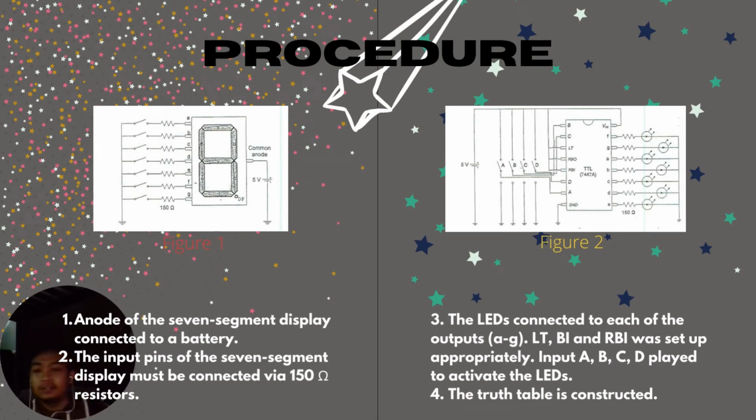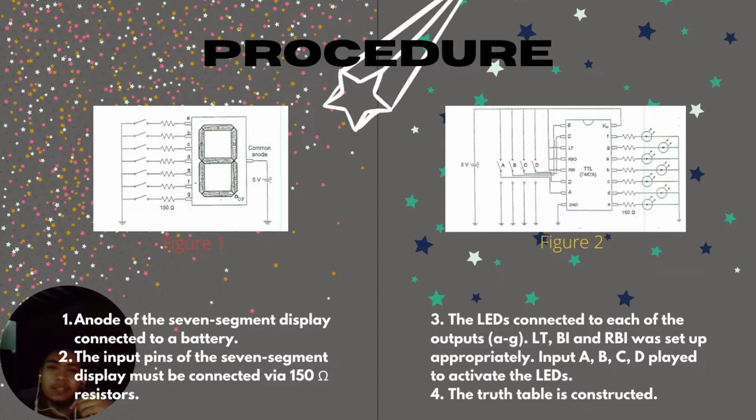So for the procedure, there are several steps that we need to follow in order to successfully achieve the experiment. The first one is the anode of the 7-segment display is connected to a battery, and the input pins of the 7-segment display must be connected to 150 ohm resistors, and the LEDs were connected to each of the outputs, which are the lowercase a until g. The LT, BI, and RBI were set up appropriately.